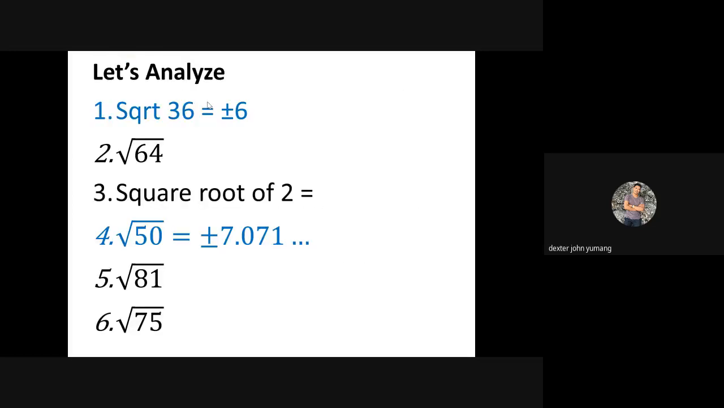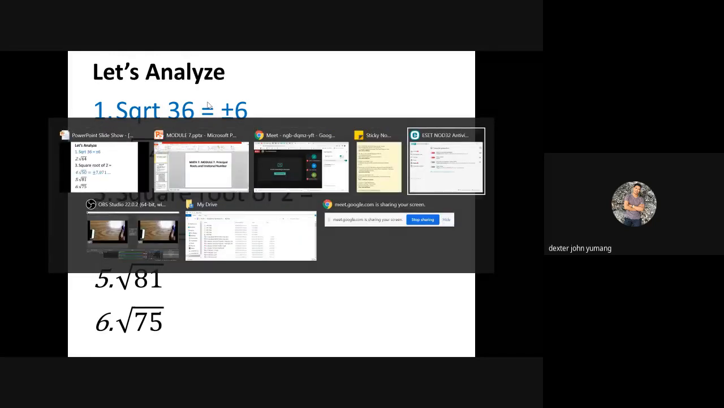Next, let's analyze this one. Square root of 36. I hope you could see my screen. So, square root of 36. Makita ba? Opo. So, square root of 36.